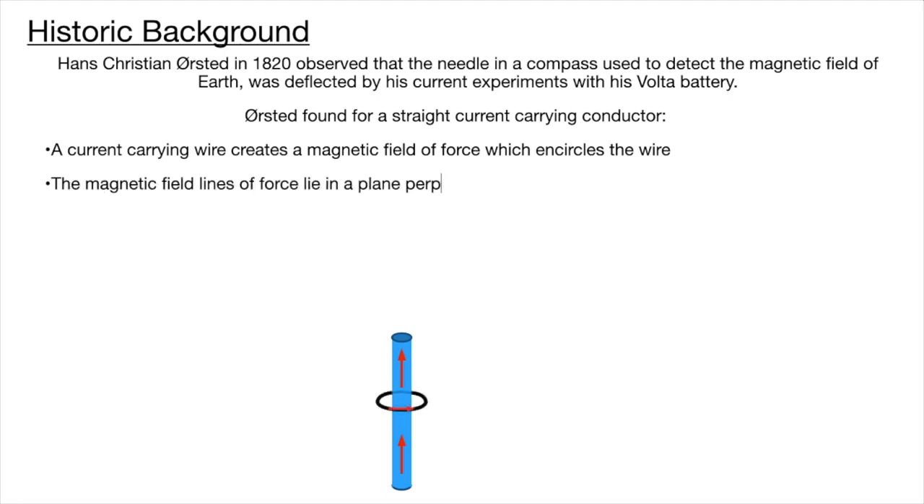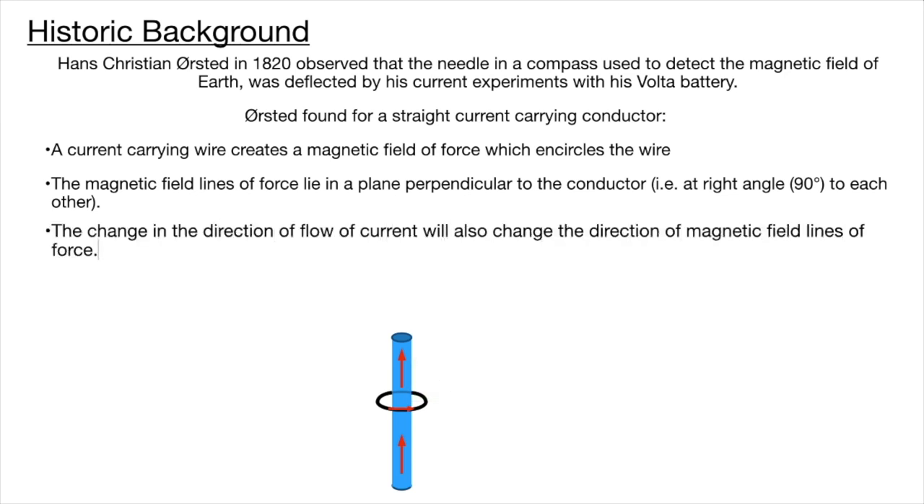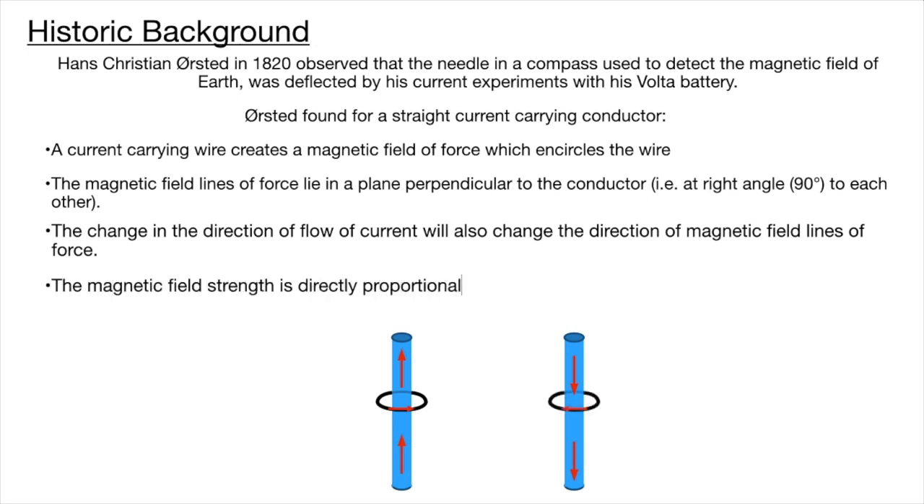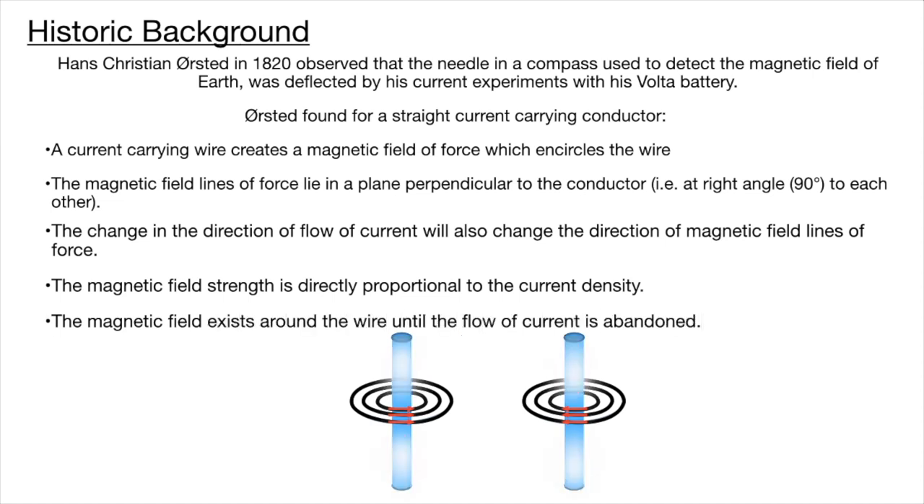The magnetic field lines of force lie in a plane perpendicular to the conductor, i.e. at right angles, 90 degrees, to each other. The change in the direction of flow of current will also change the direction of the magnetic field lines of force. The magnetic field strength is directly proportional to the current density. The magnetic field exists around the wire until the flow of current is abandoned.